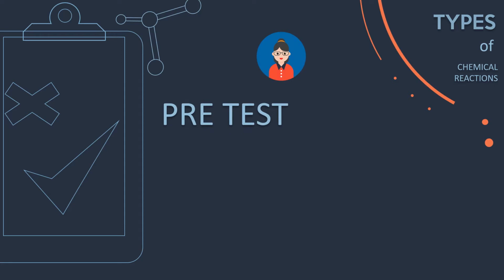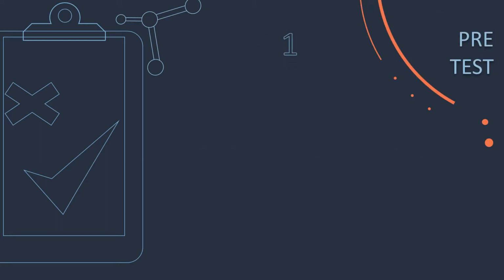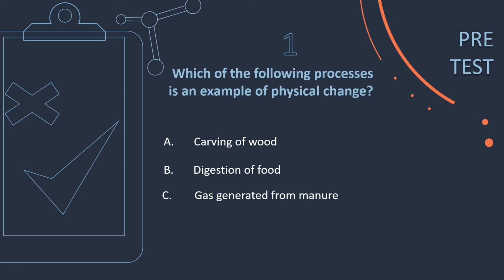You shall now take your pretest first. Choose the letter of the best answer. Number 1. Which of the following processes is an example of physical change? A. Carving of wood. B. Digestion of food. C. Gas generated from manure. And letter D. Fermentation of coconut water into vinegar.